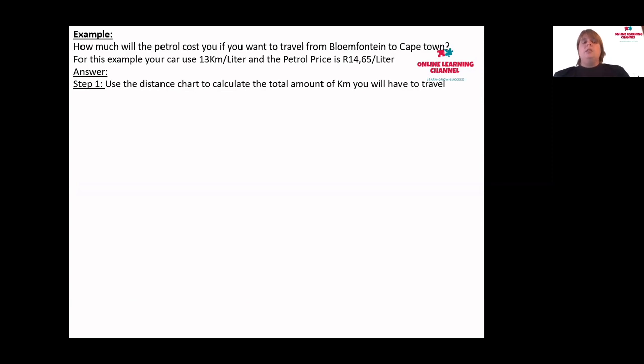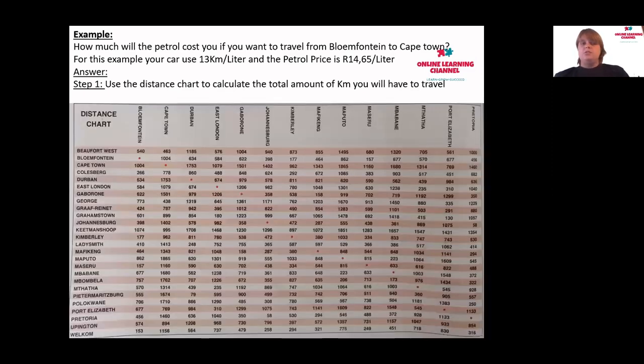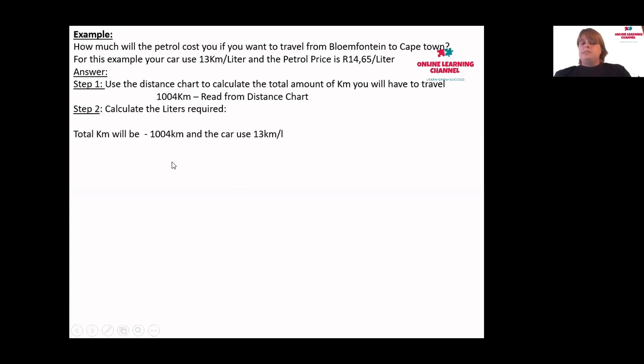The first step is you use the distance chart to calculate the total amount of kilometers you will have to travel. So here's our distance chart. We want to go from Bloemfontein. There's Bloemfontein and we want to go to Cape Town, there's Cape Town. So it's going to be 1,004 kilometers. Step 2 is calculate the amount of liters that you require. The total kilometers we just calculated is 1,004 kilometers, and your car uses 13 kilometers per liter.